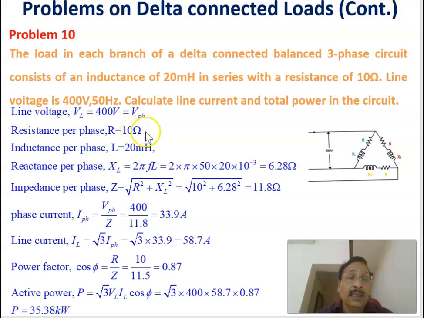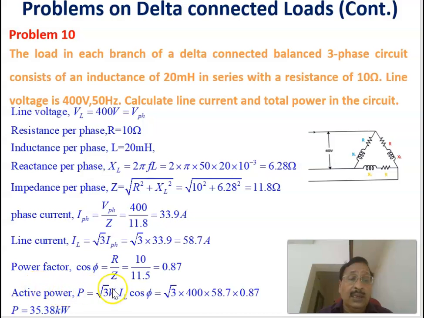For the impedance per phase equal to 11.8 ohms and the resistance equal to 10 ohms, once you know the impedance, the phase current in a delta connection is equal to phase voltage divided by phase impedance. Phase voltage is the same as the line voltage, that is 400 volts divided by impedance 11.8, which is equal to 33.9 amperes. Then line current equal to root 3 times this phase current, root 3 into 33.9, which is equal to 58.7 amperes. And the line voltage is equal to 400 volts.